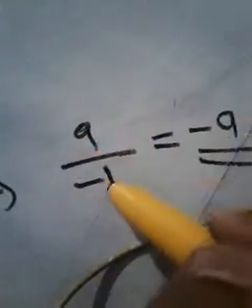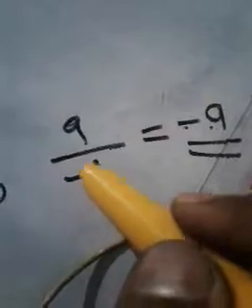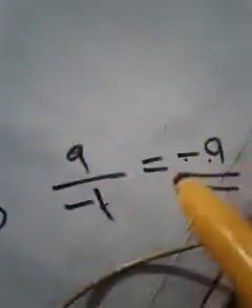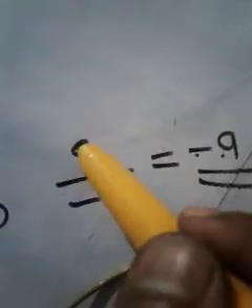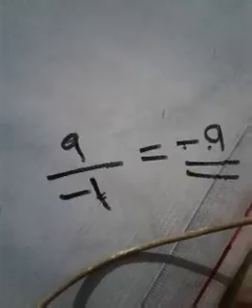You know what is 9 by 1? 9 by 1 is 9, and just give a minus, because you know, in order to divide a positive number with a negative number, the answer will be negative. So in order to divide 9 by minus 1, what is 9 by 1? 9, and just give a minus. That much only. The answer is minus 9.